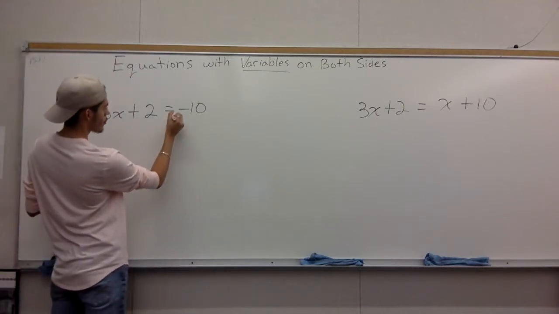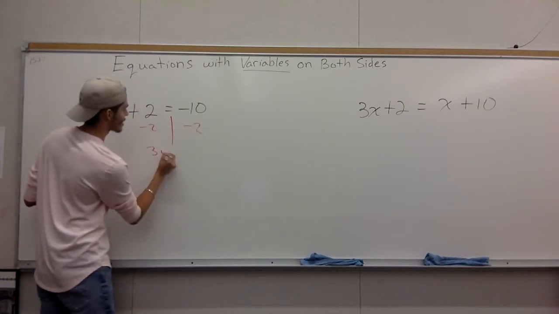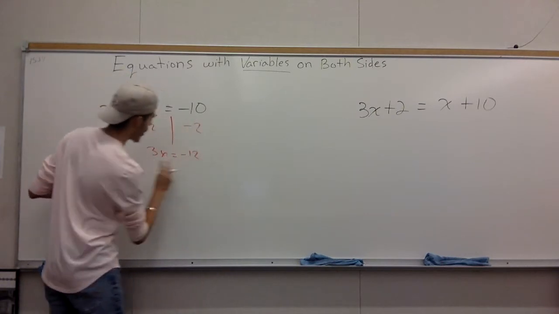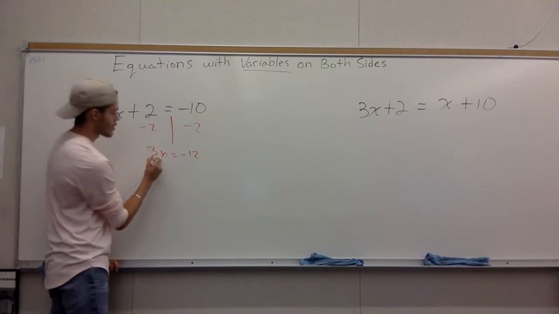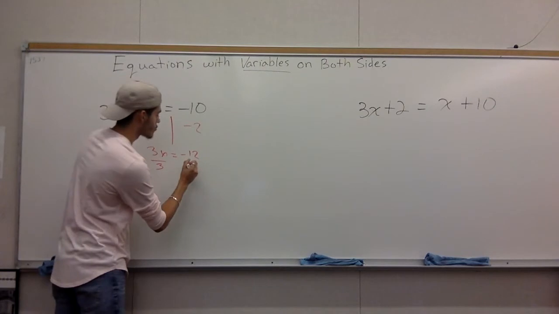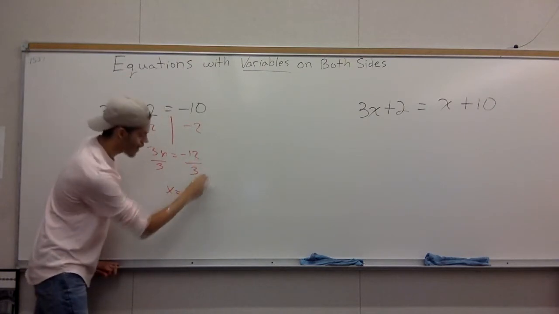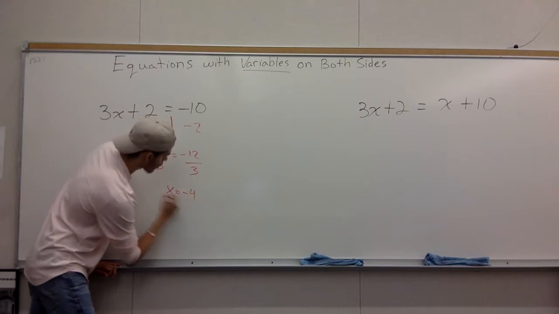Separate both sides. We have this plus 2. We do the opposite. Subtract 2 from both sides. We have 3x equals negative 12. We have this multiplication problem. Divide by 3 on both sides because we do the opposite to both sides. Remember that. Don't forget. x equals negative 12 divided by 3. You get negative 4.